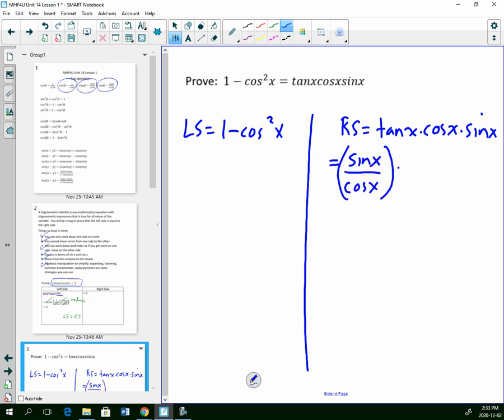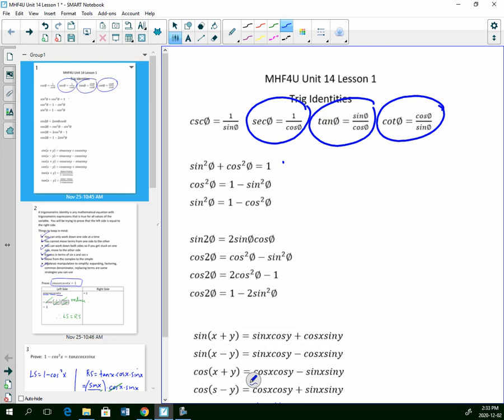So I'll change that, and then I have cosine and a sine. And then I ask, well, what can I do to simplify this? Can I reduce? Can I expand? Well, I could reduce the cosines. And then I'll multiply sine x times sine x gives me sine squared x. So they don't look the same, but when I go back to my identities, I know that sine squared x is equal to 1 minus cos squared x.